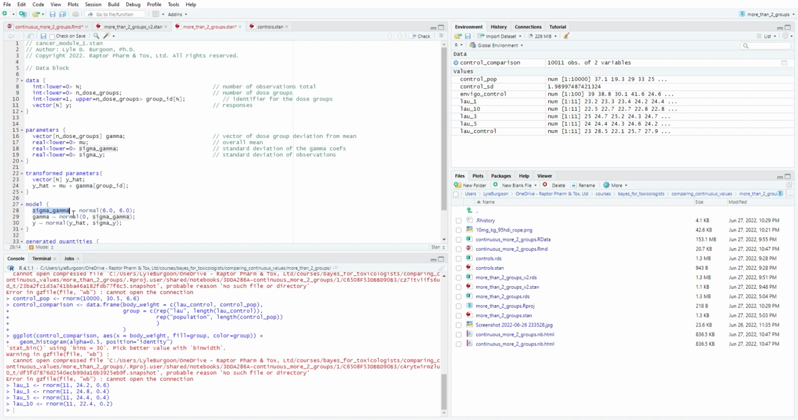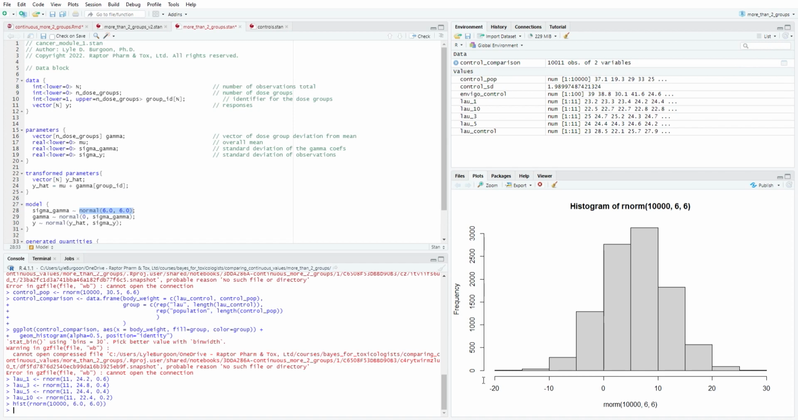Sigma gamma, again, is the standard deviation of the gamma coefficients, and it's going to have this prior normal 6, 6, which if you want to know what that looks like, hist rnorm. Let's do 10,000 so that we get a decent rendering, 6, 6. So it looks like that. Most of this data is going to be over towards 6, but it could go out to 30, it could go out to negative 20. Actually, it can't go out to negative 20 because it can't go below 0, so it's a truncated normal.